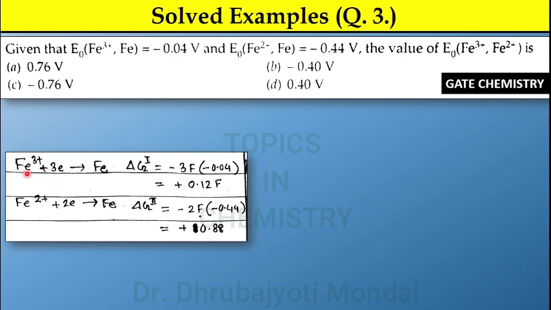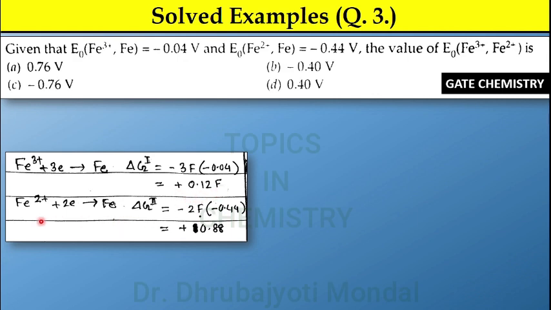Therefore, suppose the Gibbs free energy change for that reaction is delta G1. So how can you write? Delta G1 is equal to minus nFE0. So here the n value is 3. So you can write minus 3 into F into E0 for that reaction, which is given here as minus 0.04 volt. So that is equal to plus 0.12 F.